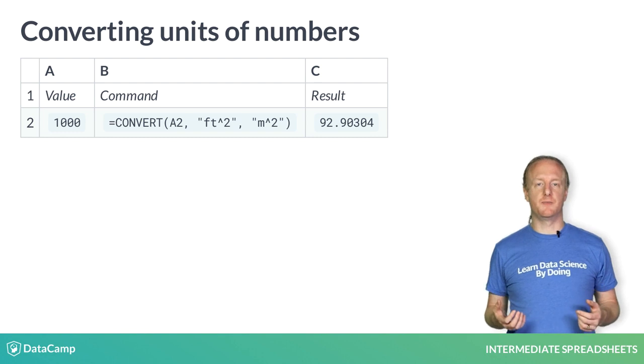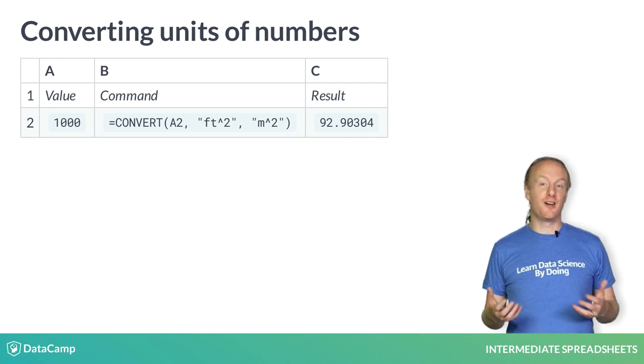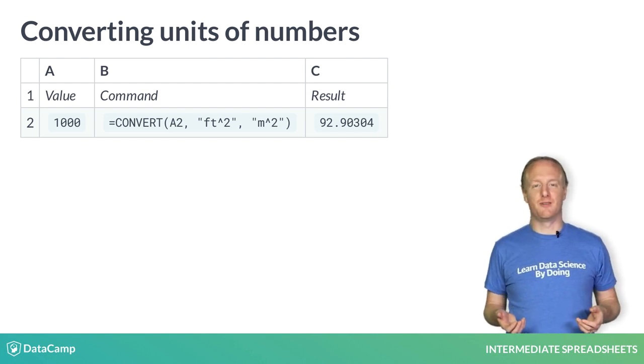Convert takes 3 arguments. The first argument is the cell containing the number. The second argument is the existing unit of that number. And finally, the third argument is the unit that you'd like to convert to. Those 2 units are written inside double quotes, and the special values that they can take are described in the documentation. In this example, we take the area of the largest apartment in New York, 1,000 square feet, and convert it into square meters.